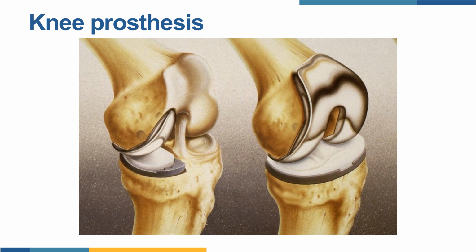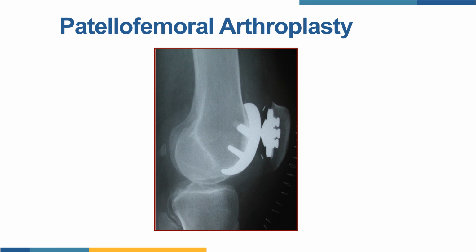Here we see a diagram of the total knee replacement on the right and a partial knee replacement on the left. A patellofemoral arthroplasty is replacement of only the joint between the thigh and the kneecap.